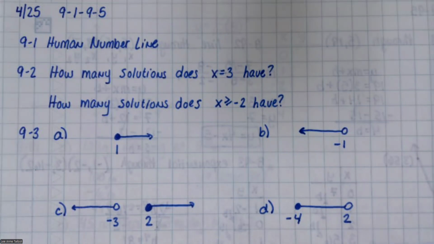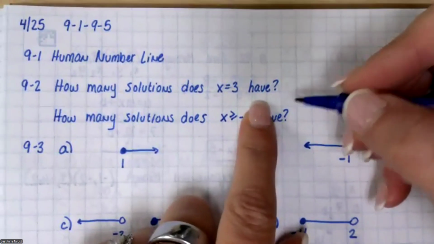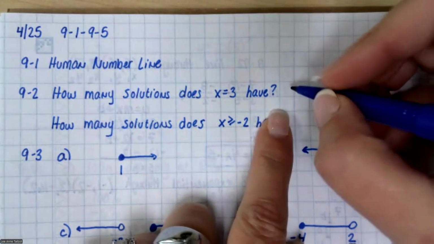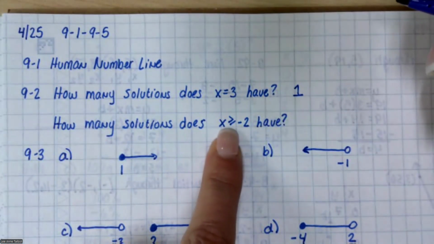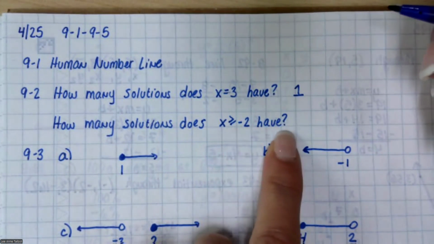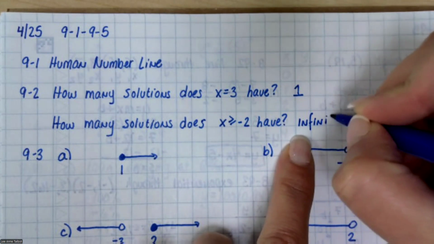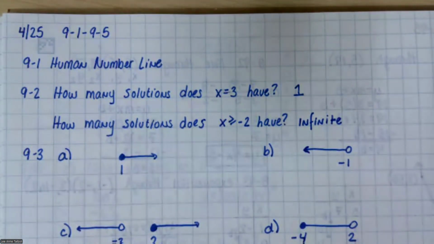Okay. All right. Now, how many solutions does x equals 3 have? One. Beautiful. How many solutions does x is greater than or equal to -2 have? Infinite. Okay, beautiful. So we've already done number 1 and 2.